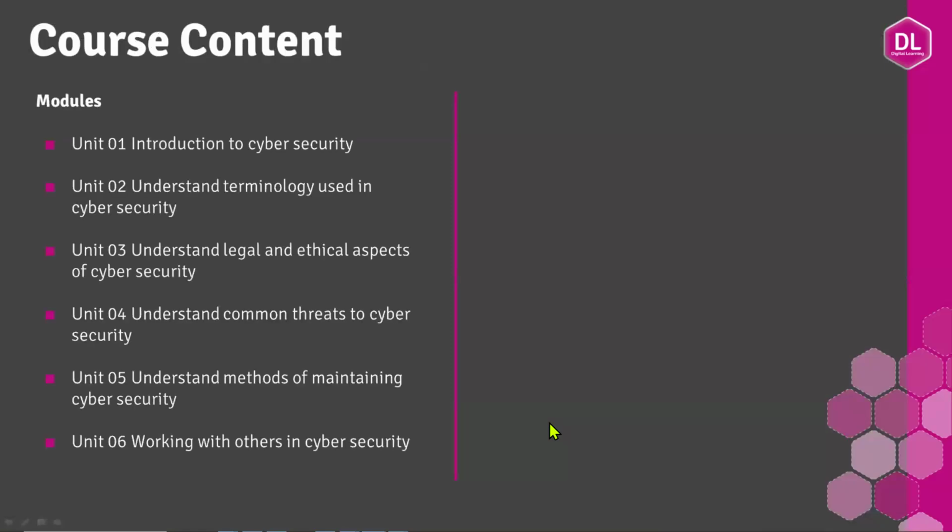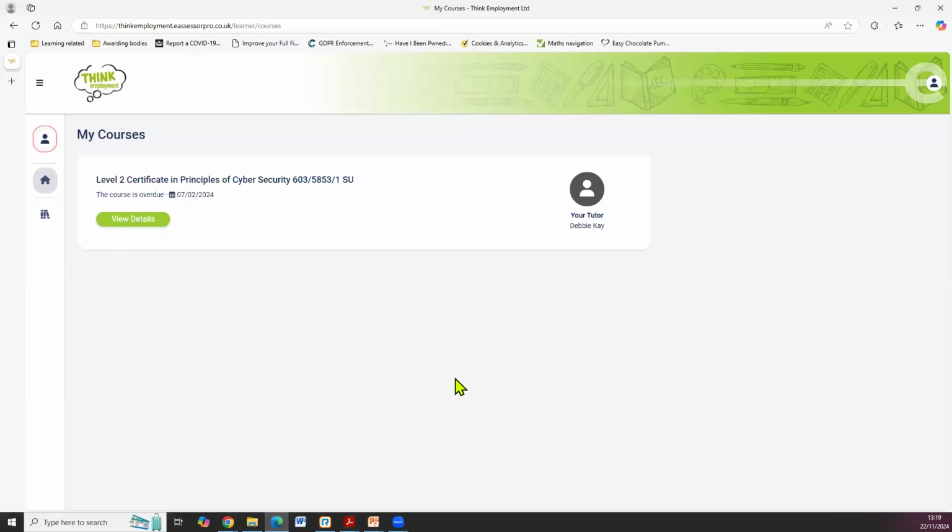There are 6 units. Unit 1, Introduction to Cybersecurity. Unit 2, understand terminology used in cybersecurity. Unit 3, understand legal and ethical aspects of cybersecurity. Unit 4, understand common threats to cybersecurity. Unit 5, understand methods of maintaining cybersecurity. And Unit 6, working with others in cybersecurity. Here is an example of the course.